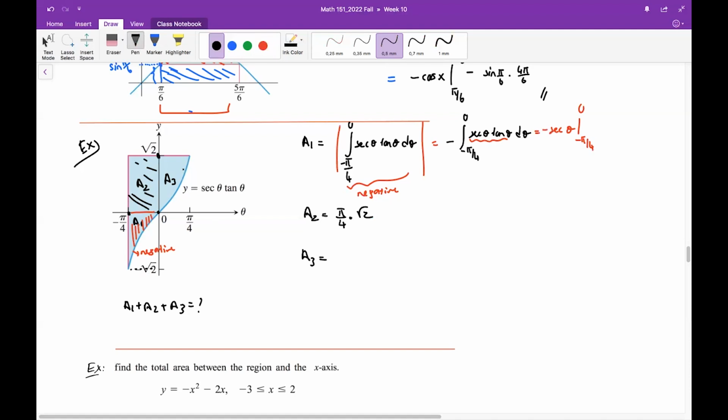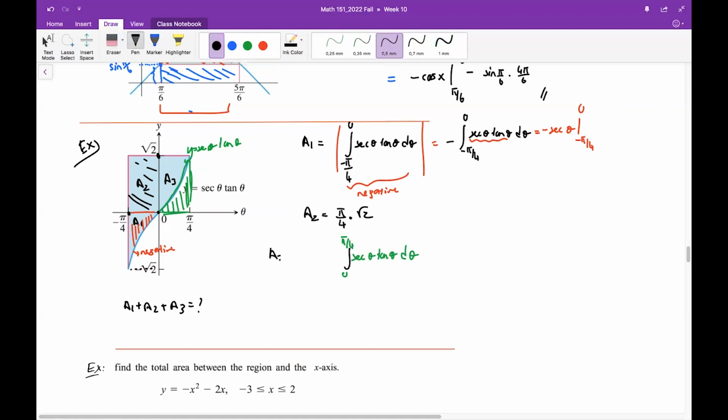Now A3. A3 can be represented by a definite integral, but if I take the integral over this interval from 0 to pi over 4 of this curve, secant theta tangent theta d theta, this definite integral gives us the area under this curve, right? Where y equals secant theta times tangent theta. Okay, this is the curve. So this definite integral gives us this green shaded part. But what I need is this part. I mean, the rectangle minus this green shaded part will give us A3. That's why this is not A3, be careful. This definite integral gives this green part.